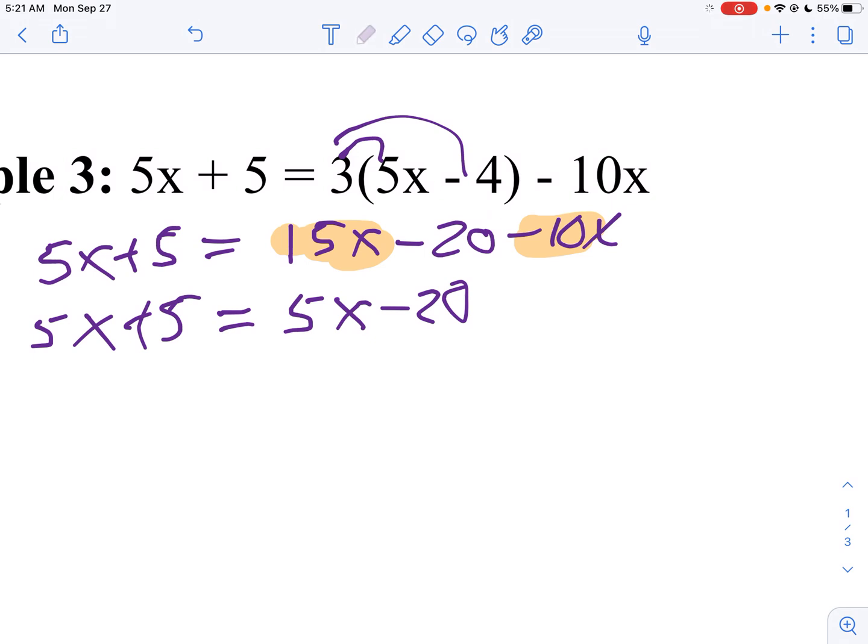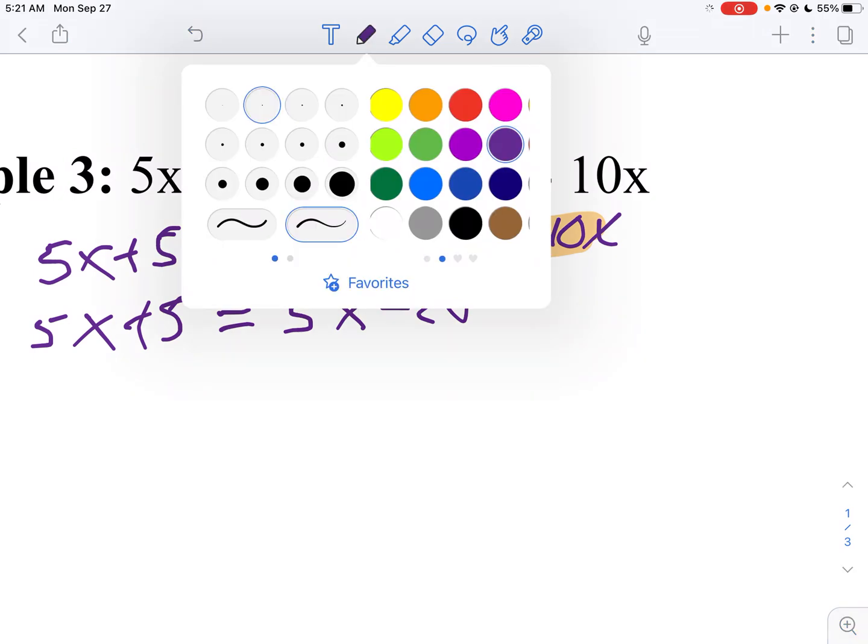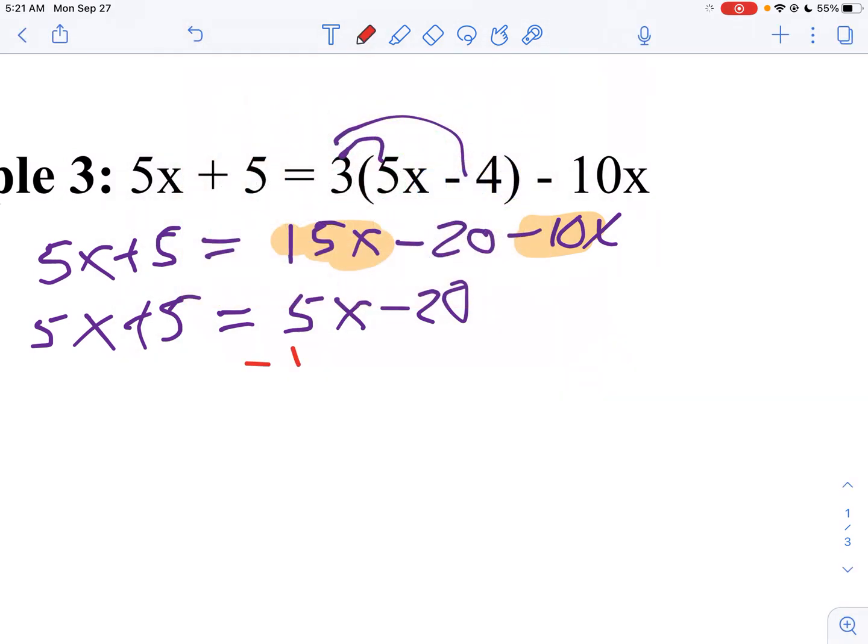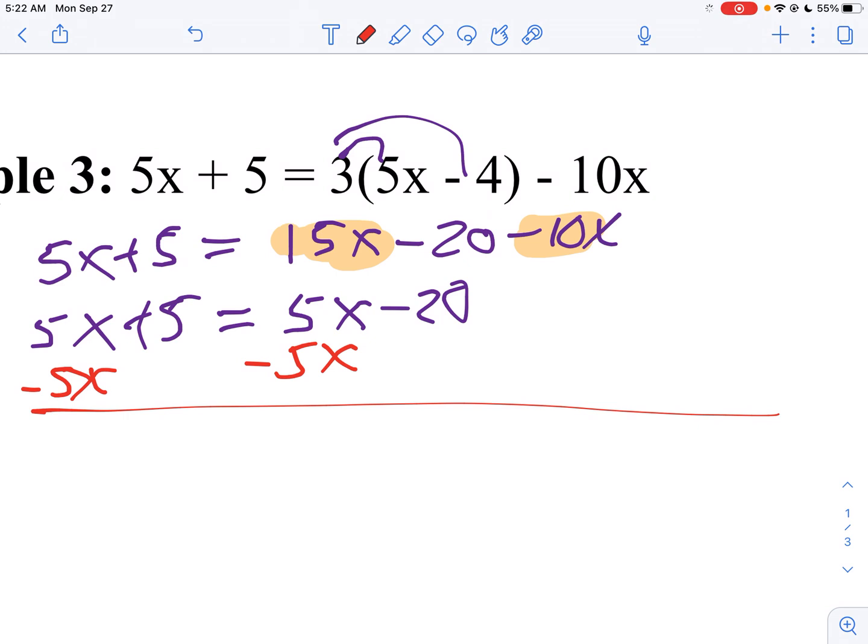Let's move our x's to the same side. So we'll subtract 5x from both sides. And notice the x's reduce this time, don't they? They cancel out. You're left with 5 equals negative 20. We got a problem here, don't we? 5 does not equal negative 20.